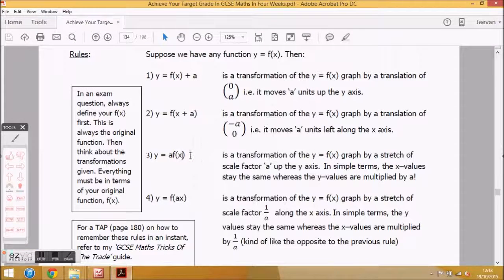And I like to think of it as it does what it says on the tin. If we've got 2 in front of the f(x), we're multiplying all the y values by 2, but the x values stay the same. As I've written here, the x values stay the same, whereas the y values are multiplied by a. So it's a stretch in the y direction by a scale factor of a. So it's quite straightforward then.